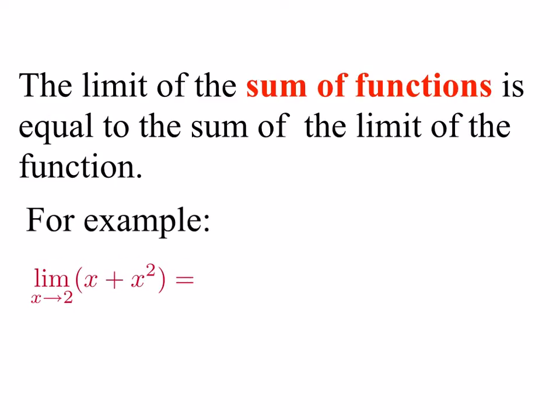So let's look at an example. If we consider the limit as x approaches 2 of x plus x squared, this equals the limit as x approaches 2 of x plus the limit as x approaches 2 of x squared. So we're able to break that sum up and just take the limit of the pieces. Of course, the limit as x approaches 2 of x is just 2, and the limit as x approaches 2 of x squared is 4. So the limit as x approaches 2 of x plus x squared is equal to 6.